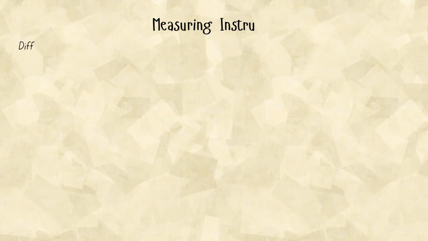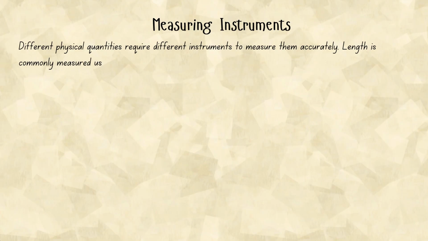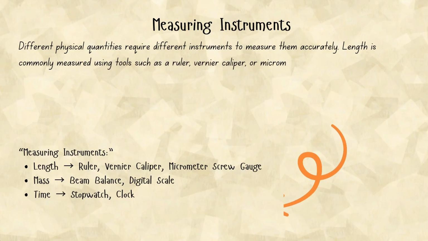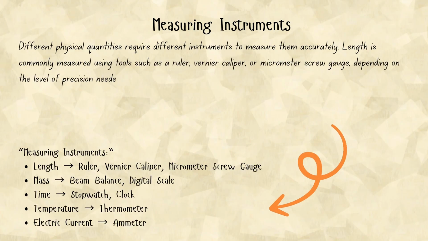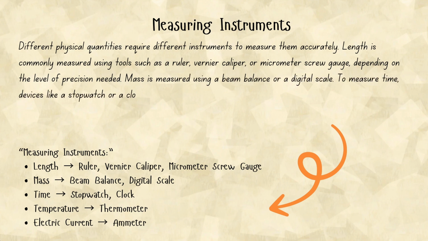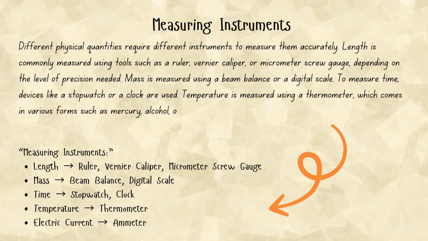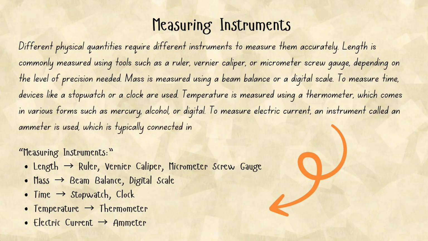Different physical quantities require specific instruments to measure accurately. Length can be measured using a ruler, a vernier caliper, or a micrometer screw gauge. Mass is measured with a beam balance or a digital scale. Time is tracked using a stopwatch or clock. Temperature is recorded with a thermometer, and electric current is measured by an ammeter.